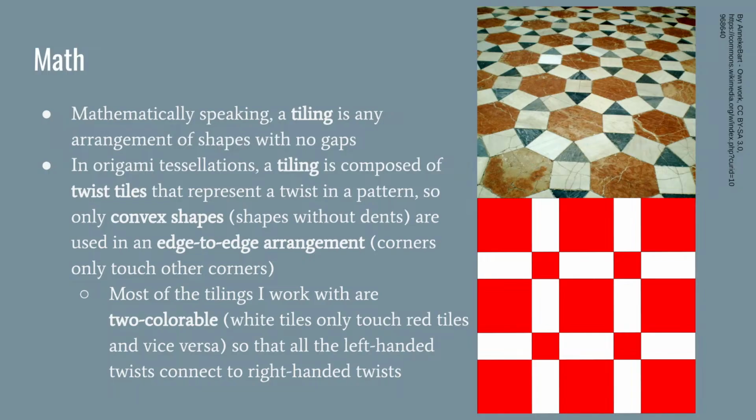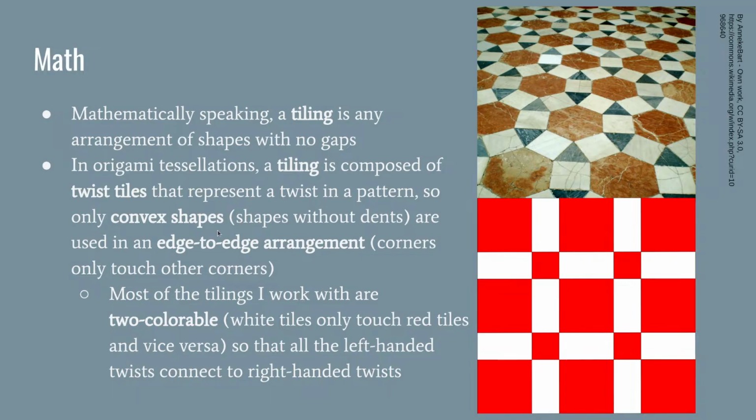For origami, each tiling is composed of twist tiles. So each tile in the tiling, like this one down below, represents a twist in a pattern. And so the length of the edge matters, how it's connected matters, and what shape it is matters.